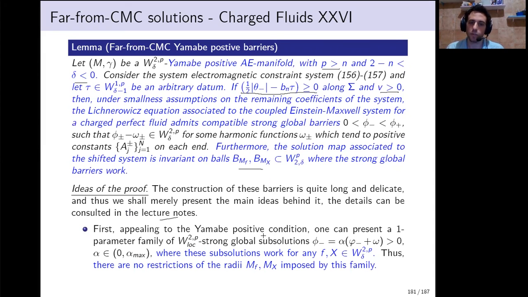And the idea is that, appealing to Yamabe positivity, one can present a one-parameter family of strong global subsolutions that have this form, where alpha here is a constant. And omega is always a harmonic function with certain prescribed asymptotic behavior and with Neumann boundary conditions. And this is going to be a subsolution as long as alpha is below a certain threshold. And what is important here is that these subsolutions actually work for any f and any x. So they don't impose any kind of restriction on the radii of our balls in our functional spaces.